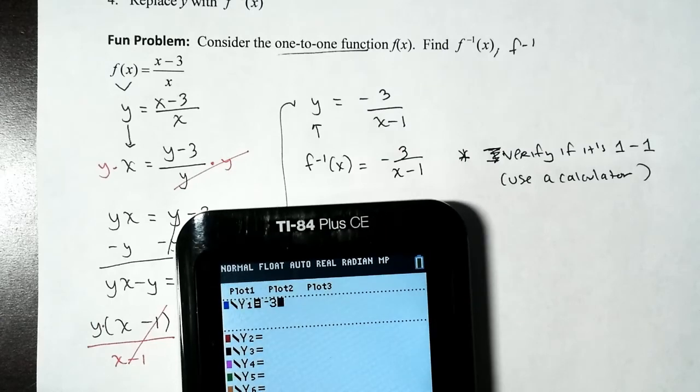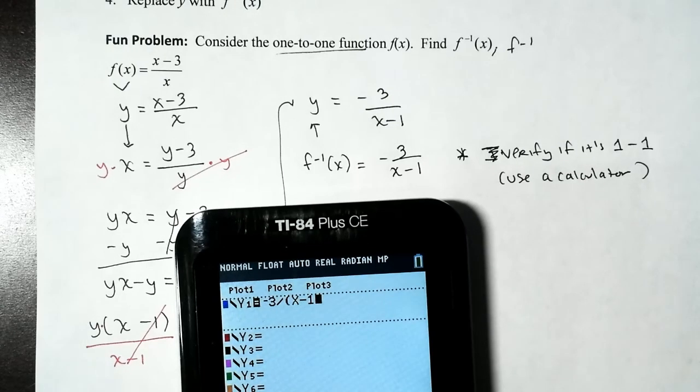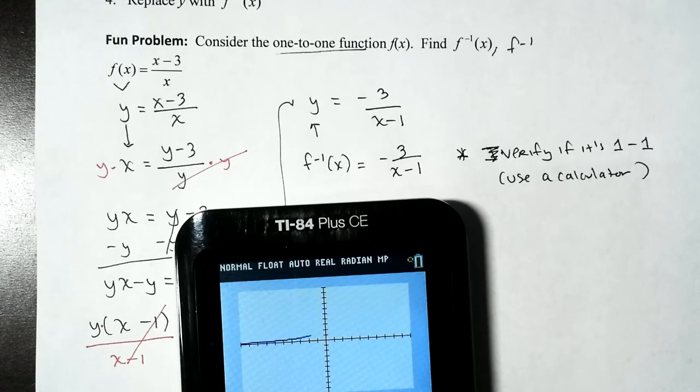So we have -3 divided by, the denominator has more than one term, so please wrap up the denominator. The worst thing you can do to yourself is get the algebra right, but misinterpret your results because of technicalities. So let's go ahead and graph it and see if this bad boy is 1-1.